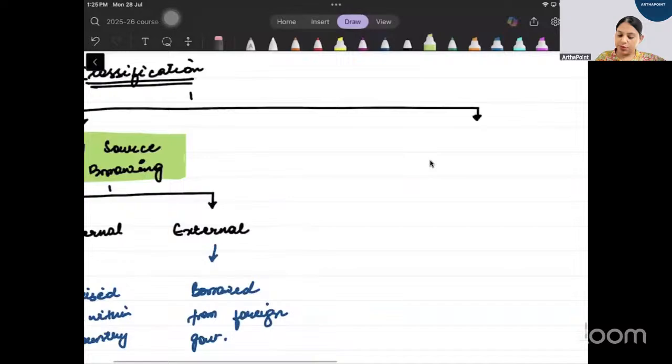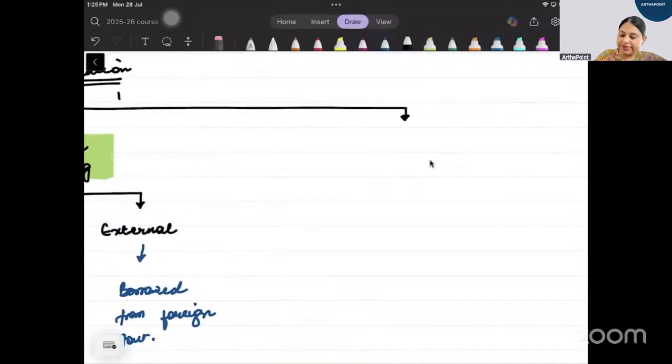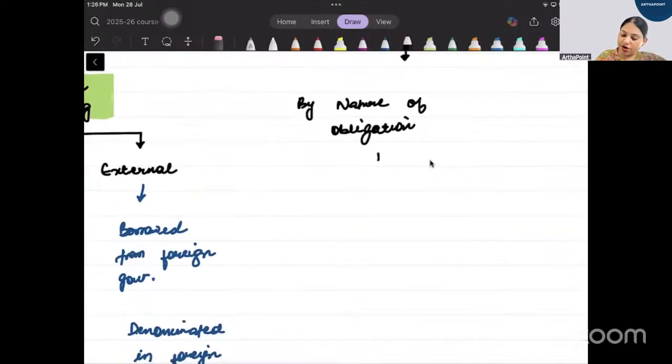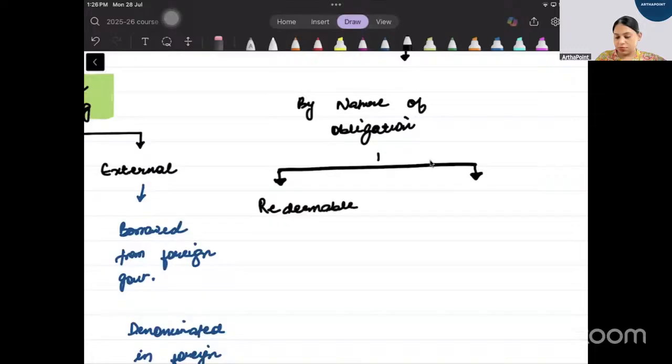The second one that we have is by nature of obligation. By the nature of obligation, there are two kinds of debt: redeemable and irredeemable.